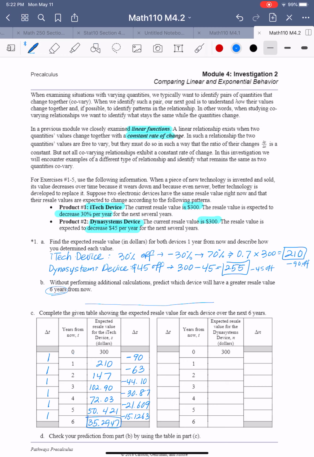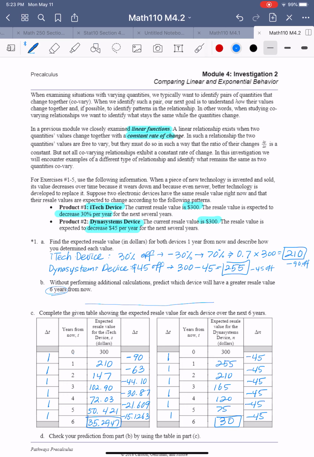Now for the Dyna Systems device, from 0 to 1 is 1 year, then 1 to 2, 2 to 3, 3 to 4, 4 to 5, and 5 to 6, each is a 1-year change. But each year it's $45 off. Starting with 300, subtract 45 and it becomes 255. Another $45 off is 210, another 165, another 120, another 75, and another $45 off becomes 30.